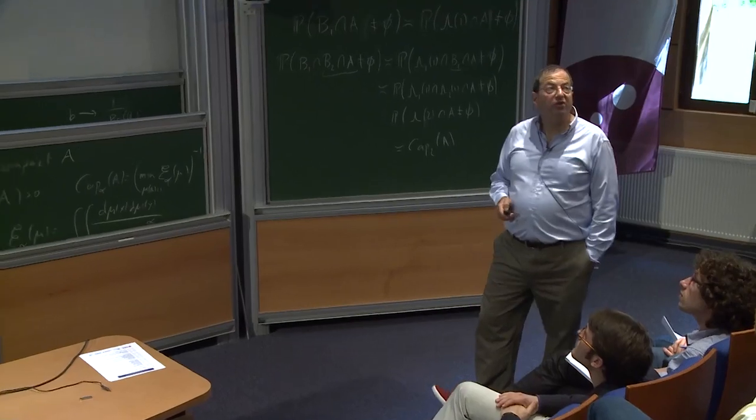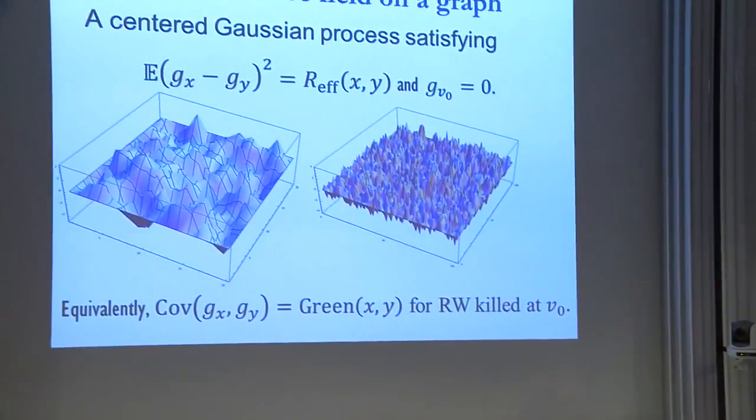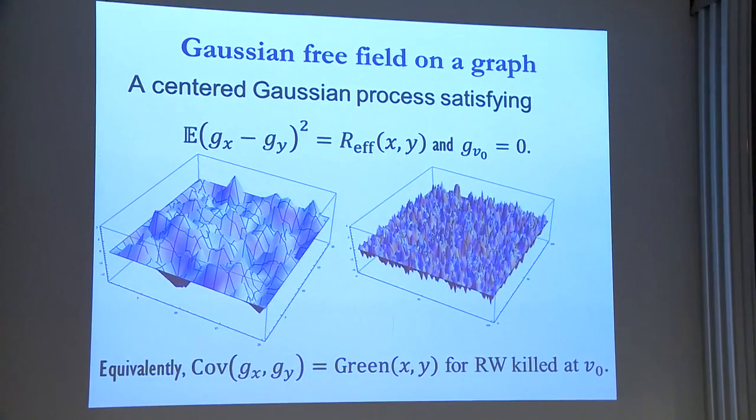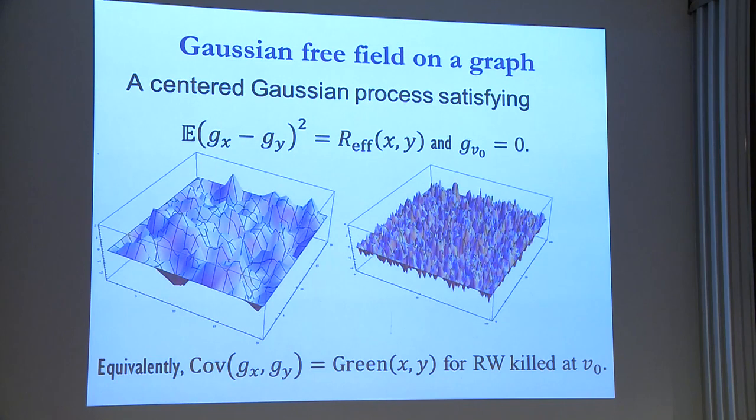To understand the positive answer, we have 5 more minutes, so we won't really understand it, but I'll tell you a few things. It turns out the relevant Gaussian process is a famous one, which is important for various reasons. It's the Gaussian free field. The Gaussian free field is studied both in discrete and continuous settings, and I think we'll hear something about it later today in the continuous setting.